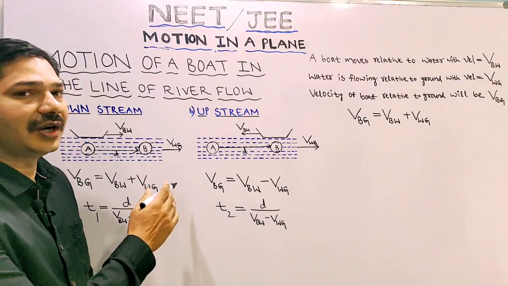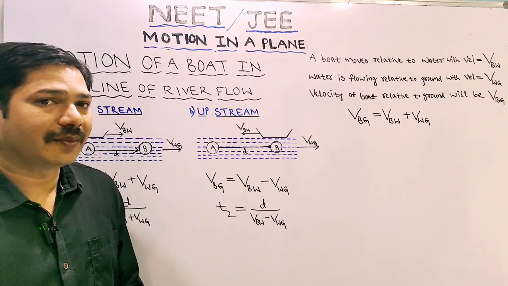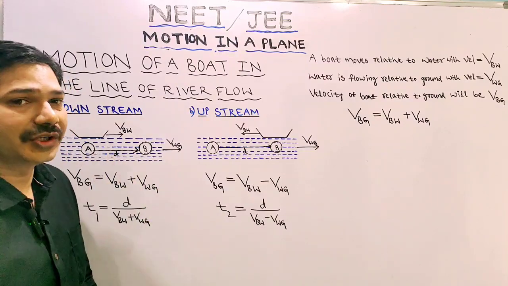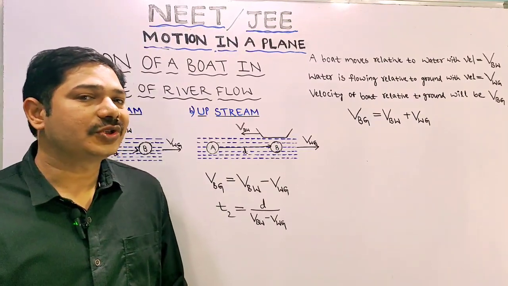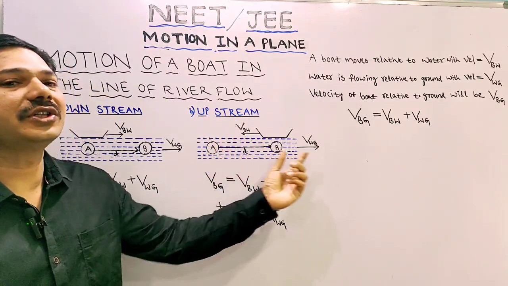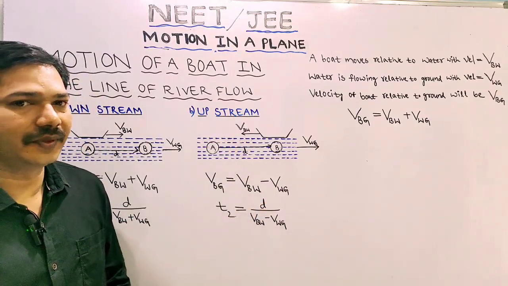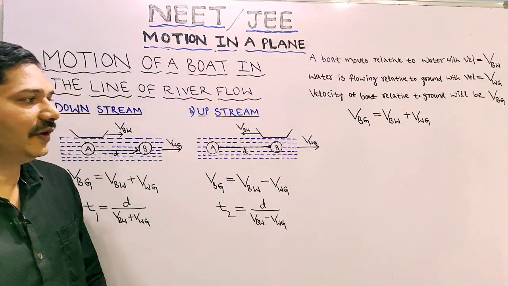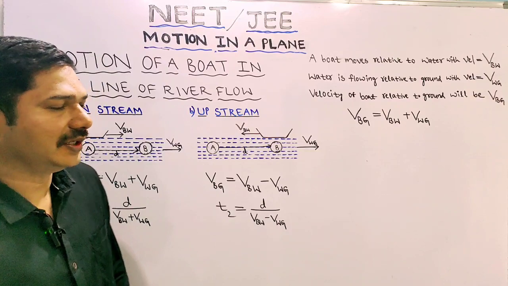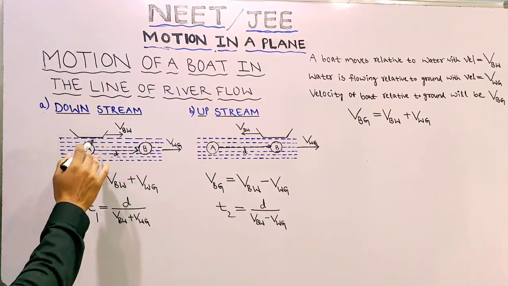So the difference between upstream and downstream: the motion of the boat along the direction of flow of water is called downstream. If the motion of the boat is opposite to the flow of water, that is called upstream. Observe the difference here, what happens in upstream and downstream. We will discuss in detail.